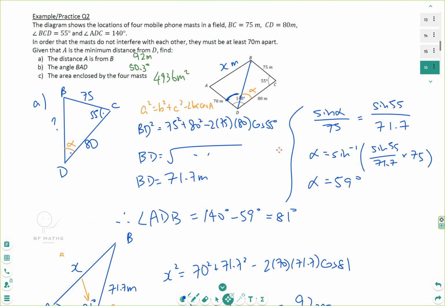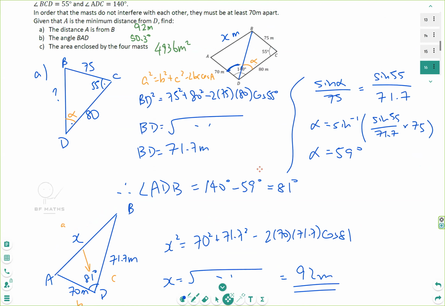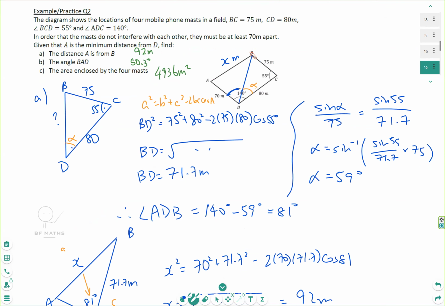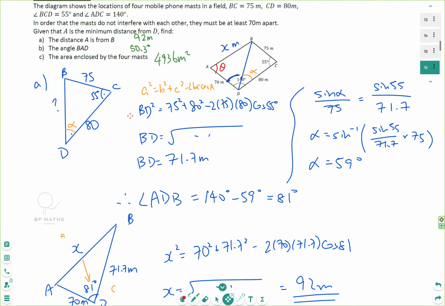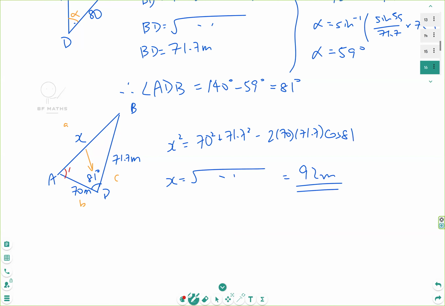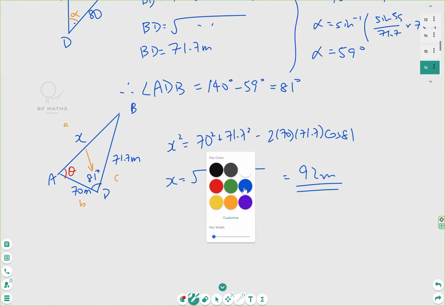B, the angle BAD. So where's the angle BAD? The angle BAD is here. So let's call this theta. Okay, so we'll work out angle BAD. We can use the triangle BAD, so we'll work out theta. So in part B, let's do that.